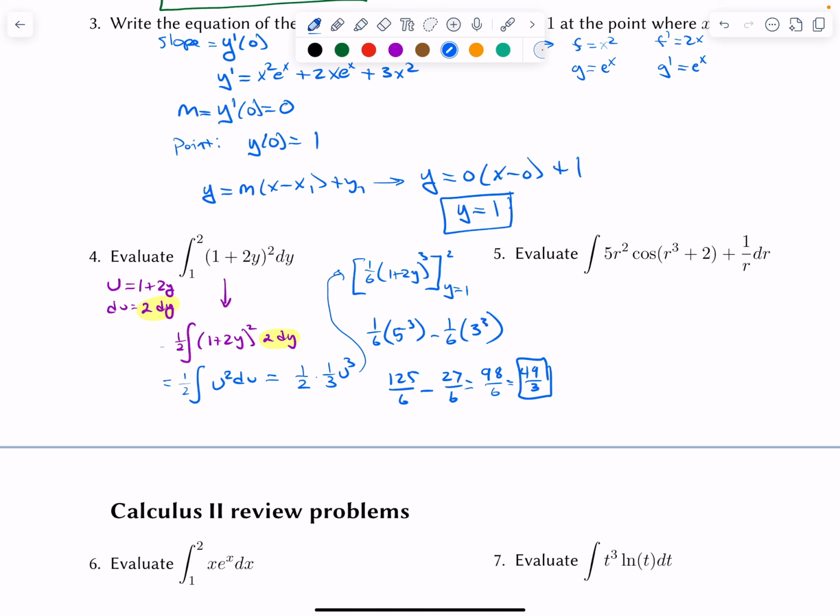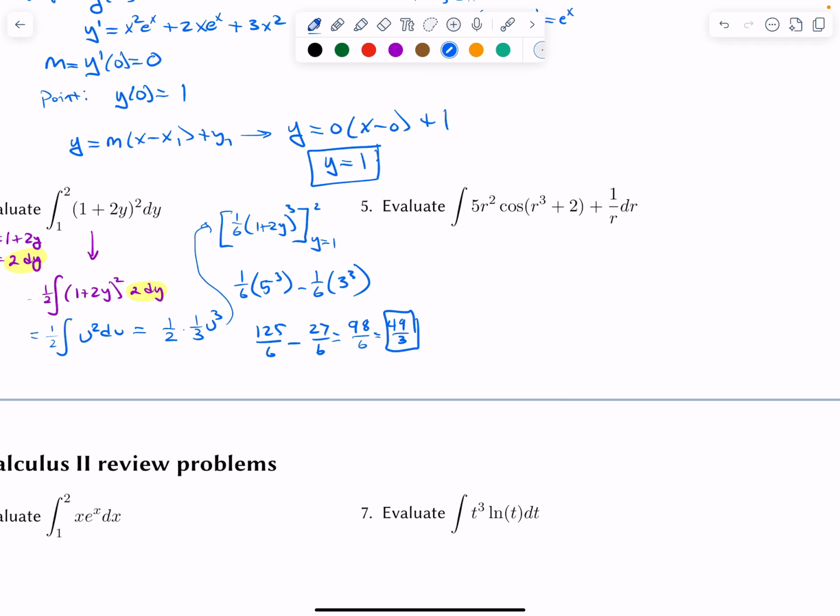Okay, onward. Now let's take care of this. Here we're going to separate this into 2 separate integrals. Let's change colors. So this is 5r squared cosine of (r cubed plus 2), and this one. So hopefully you all know that this is the natural log of r. So let's deal with the one on the left.